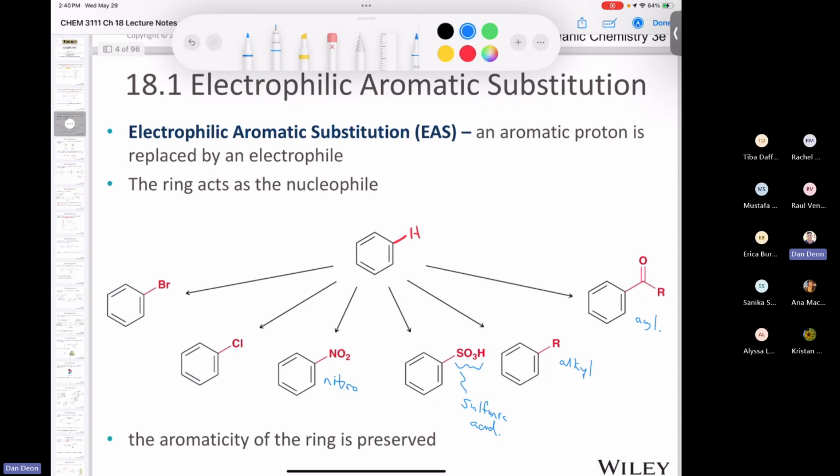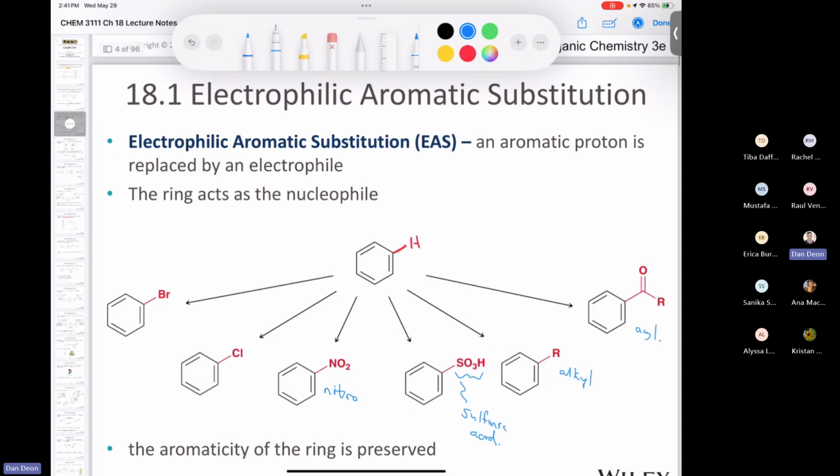But what do you notice about all of these reactions? What do they all have in common? You start with an aromatic ring and you end with an aromatic ring. And so aromaticity is preserved in an electrophilic aromatic substitution reaction. Well, let's dig deeper into this reaction, the bromination reaction, where we substitute a hydrogen atom for a bromine.